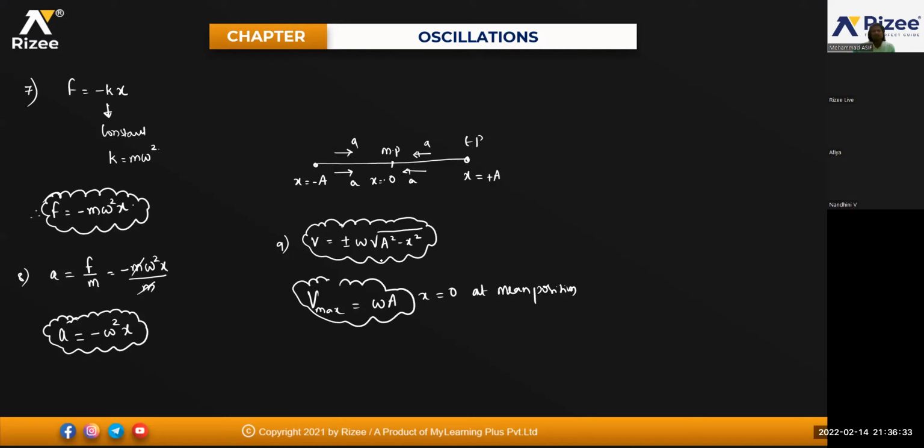General formula: v is equal to plus or minus omega under root of a square minus x square. Clear? V will be maximum at your mean position. At the mean position, a will be equal to 0. Velocity at your extreme position will be equal to 0. Acceleration at extreme position will be equal to minus omega square into a. Clear, beta? Is it clear?